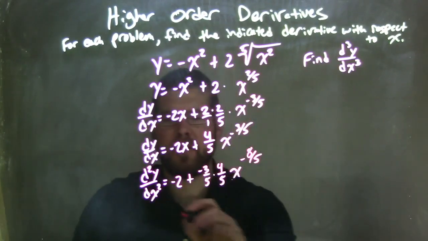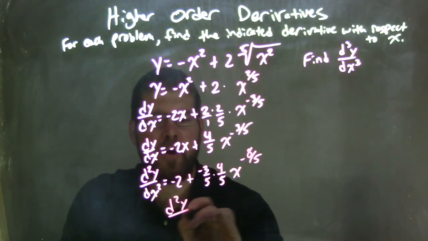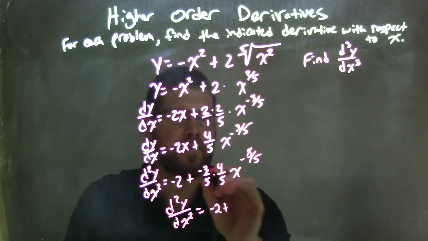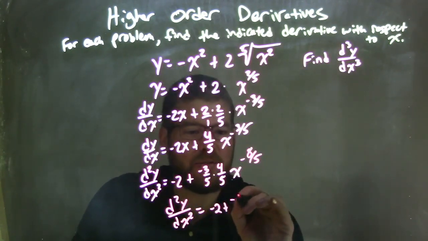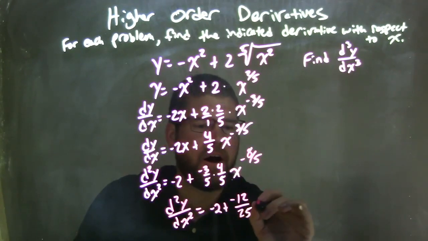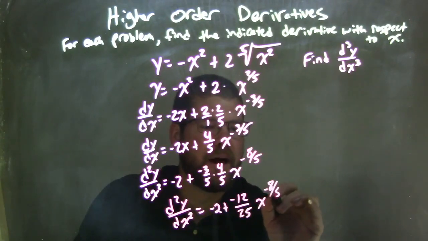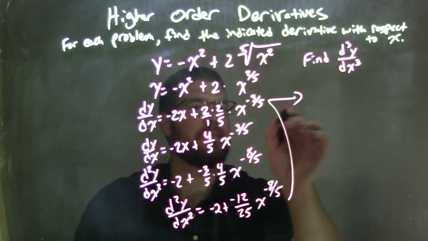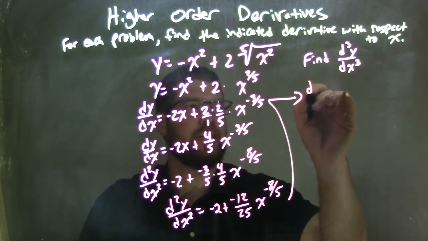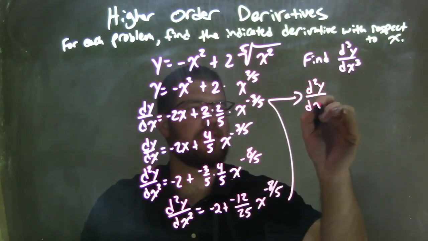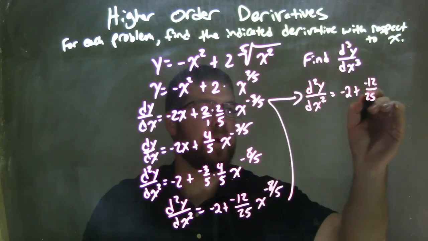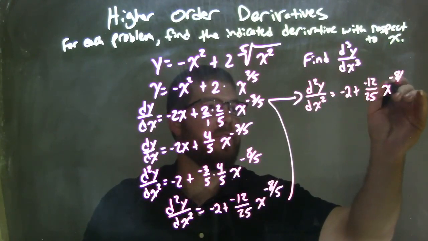Now if I multiply this out, simplifying, I have d squared y over dx squared is equal to negative 2 plus negative 3 times 4, which is negative 12, over 5 times 5, which is 25, x to the negative 8/5 power. But we're not done. Okay? Not finished at all. So I'm going to just rewrite this here so we can see it. d squared y over dx squared is equal to negative 2 plus negative 12 over 25, x to the negative 8/5.